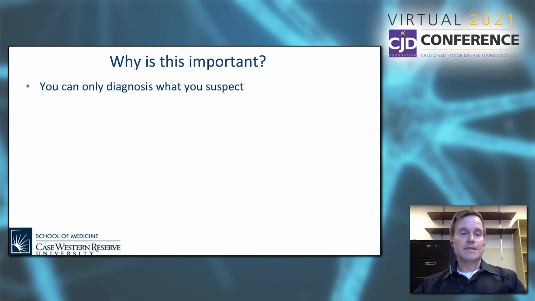So why is this phenotypic description so important? Well, you can only diagnose what you clinically suspect, right? So when you go to the emergency room with chest pain, one of the things the doctor is going to do is ask you specific questions about the chest pain. And they're trying to determine whether or not that chest pain is due to a heart attack, a pulled muscle, pneumonia, or reflux. That helps guide their examination and also their diagnostic test process. The same is true for prion disease. So there has to be a recognition that it could be prion disease for that diagnostic pathway to be continued.